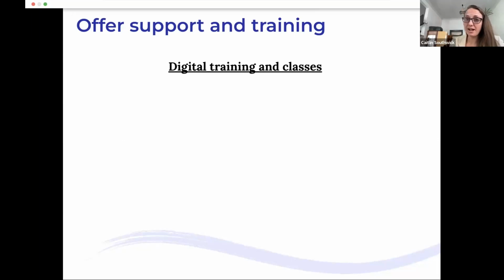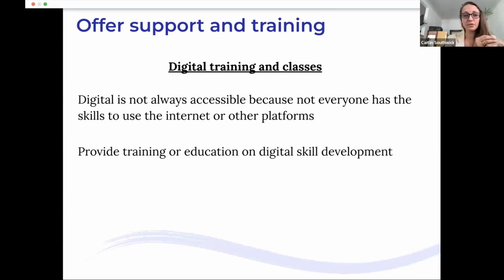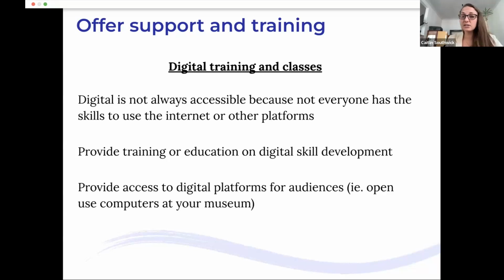So a great way for us to make our digital content more accessible is to offer training and courses on how to use these platforms. As I said, it's one thing if you're not connected to the internet. It's another thing if you're connected but don't feel comfortable using it. So providing training or skill development for your staff members, but also for your audiences, is really a beneficial way to add elements of social sustainability to your digital performance.